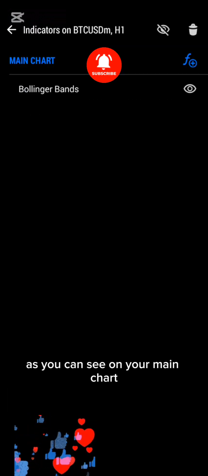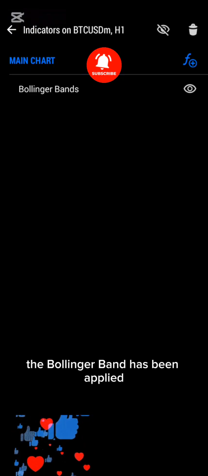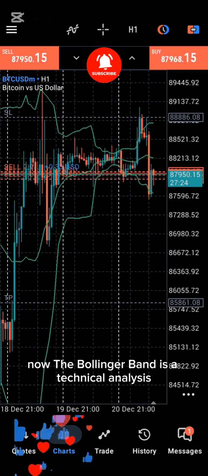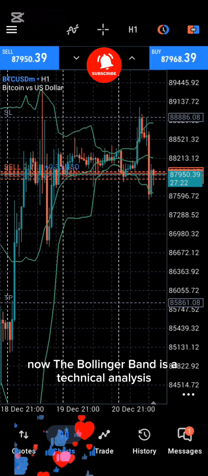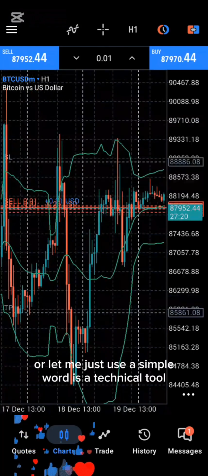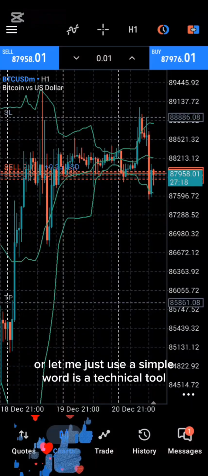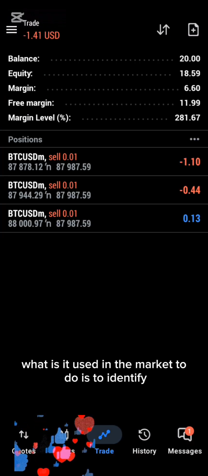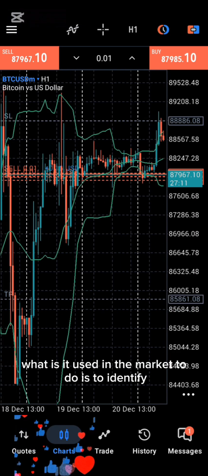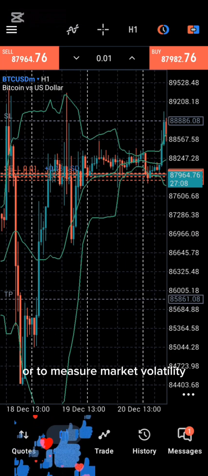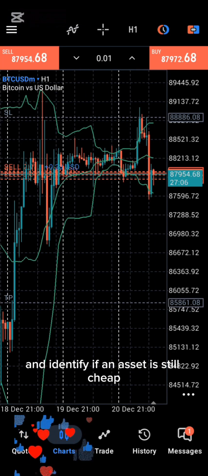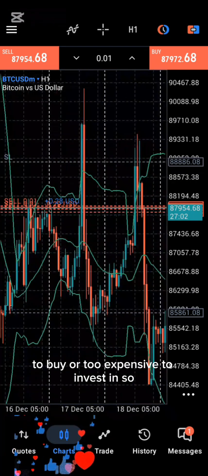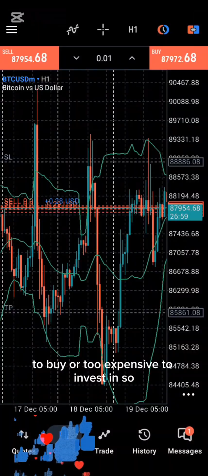As you can see on your main chart, the Bollinger Band has been applied, and if you go back, you just see it like this. Now, the Bollinger Band is a technical analysis tool, or let me just use a simple word, it's a technical tool used in the market. What it is used to do is to identify or measure market volatility and identify if an asset is still cheap to buy or too expensive to invest in.